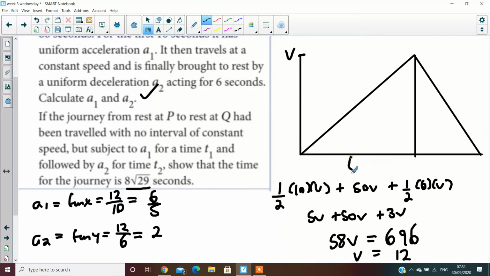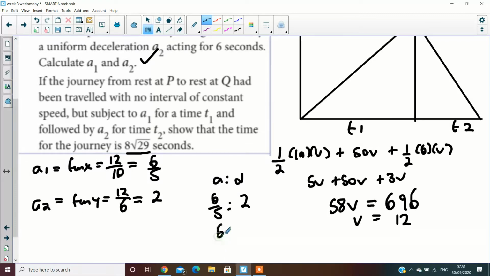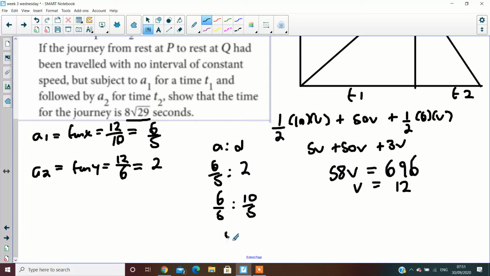Now it says T1 and T2, fair enough, but we know better than that. We have a better system, so we're going to implement our better system right away. So what's the ratio of acceleration to deceleration here? 6 over 5 is to 2. Give a common factor of 5. So what do you reckon? 6 is to 10, or 6 over 5 is to 10 over 5, which is a ratio of 6 is to 10.